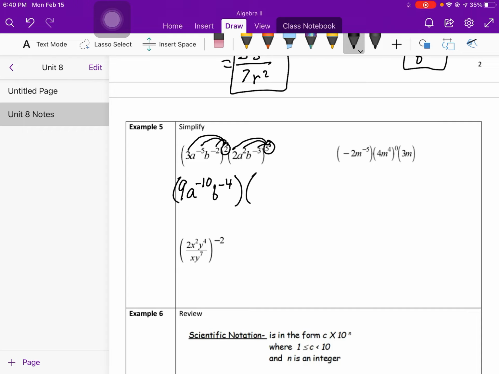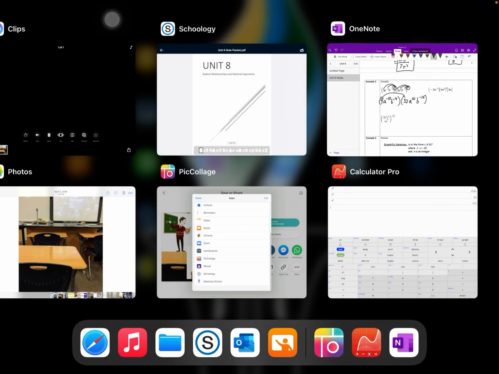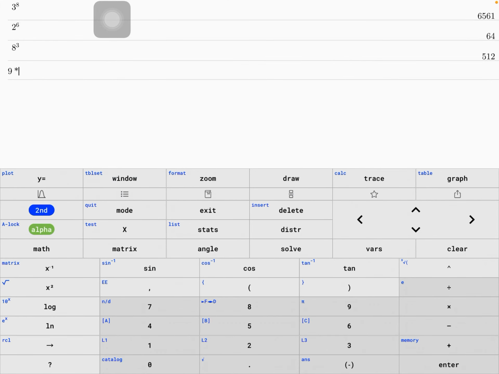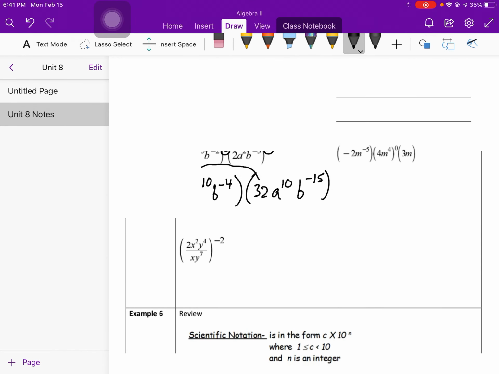All right, 2 to the 5th is going to end up being 32. You can type that in your calculator. 2 times 5 is a to the 10th. And then negative 3 times 5 gives us negative 15. So now that we're multiplying and we've gotten rid of those exponents on the outside, start by multiplying number times number. So 9 times 32. That's 288.